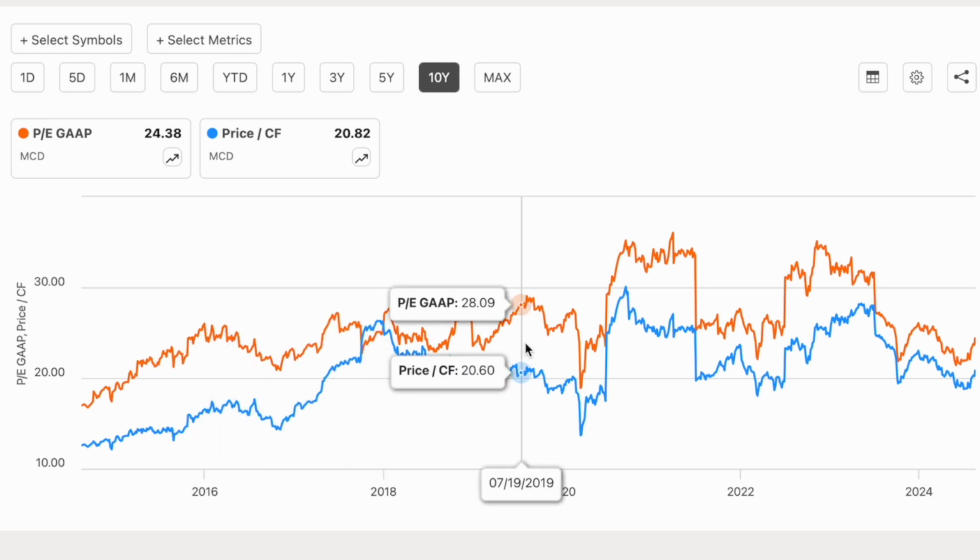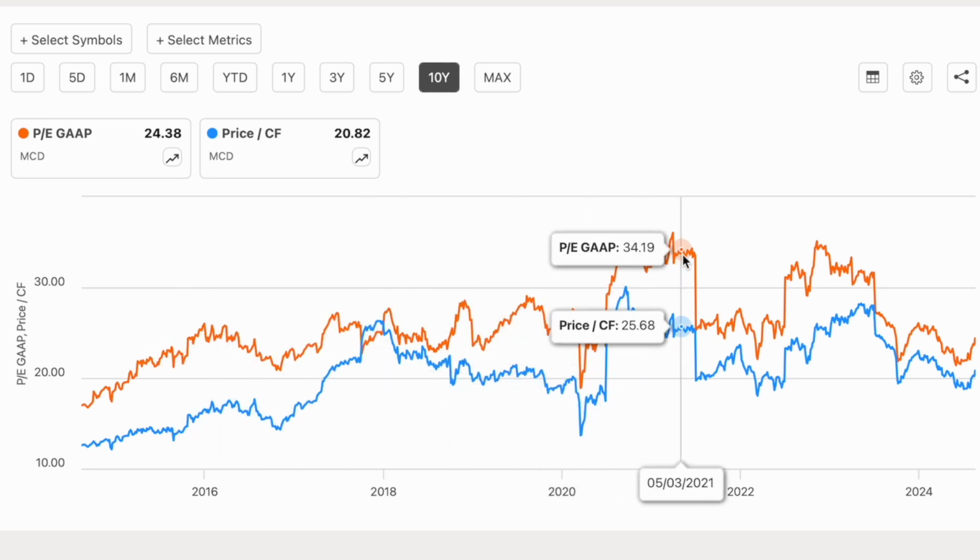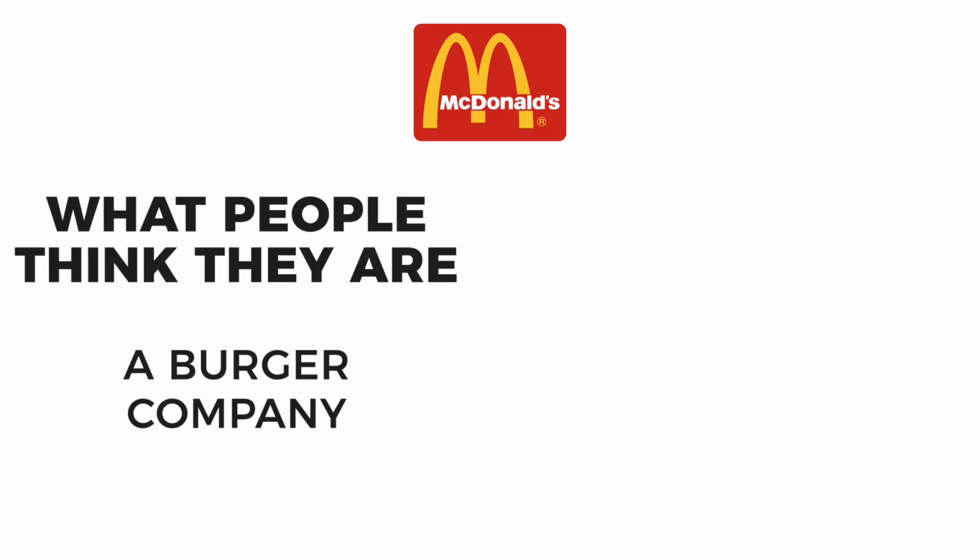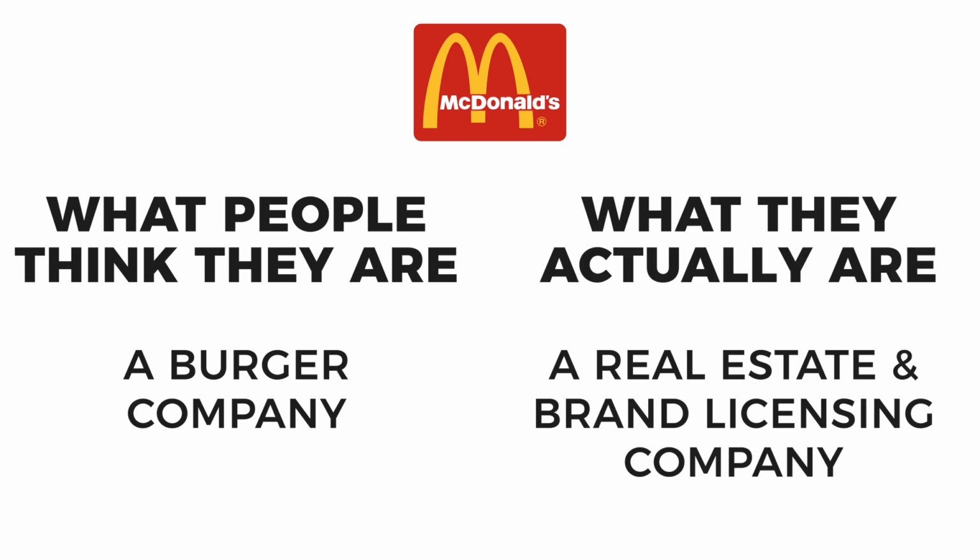Now, if you go back to 2020 and 2021, it was at a much higher multiple back then, in some cases over 30 to 35 PE. But part of the way that price ratios can be a little bit misleading is they don't give you the context of what was happening from a macro environment at the different points in time. And let me show you what I mean with McDonald's. So even though most people think McDonald's is a burger company, when you actually look at their business and how they make money, they're really more of a real estate company that licenses the McDonald's brand. So what that means from a stock perspective is McDonald's is kind of like a REIT, even though they're not technically a real estate investment trust.